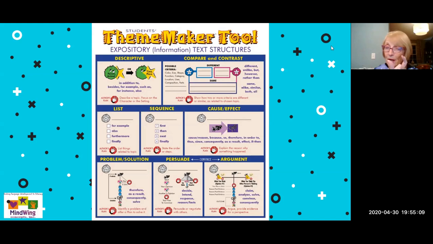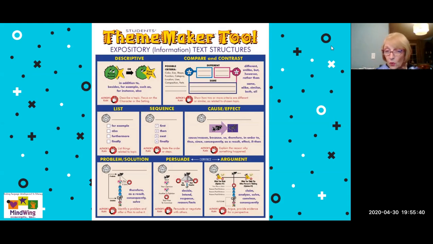For instance, compare and contrast has words like different, unlike, however, same, alike, similar, both. And if you notice, different is at the top and same is at the bottom. I found that my students were always better at knowing what was different. So I like to start with that. And then they couldn't fit things into the Venn diagram, so this is a good way to start.